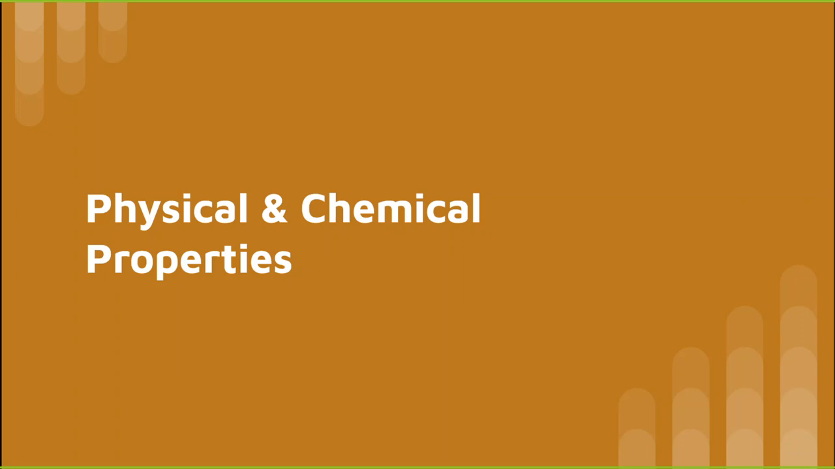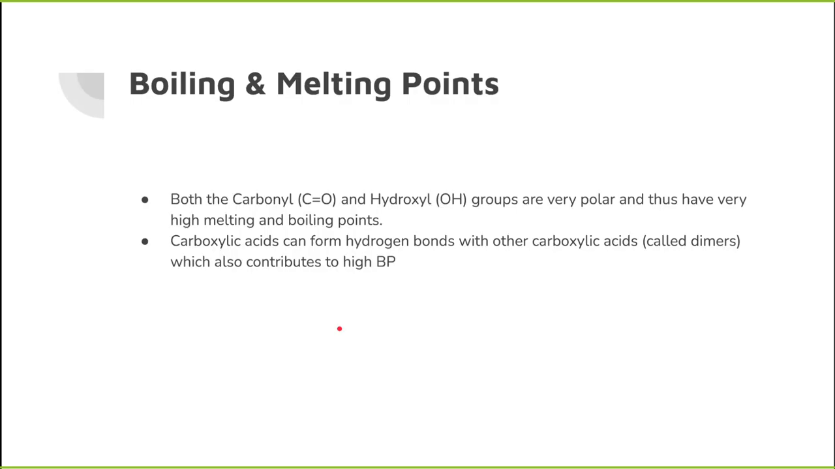So it's pretty cool. Anyway, physical and chemical properties of carboxylic acids. Boiling and melting points. Both the carbonyl group, the C double bond O, and the hydroxyl group in our carboxylic acids are very polar because of these oxygens, and therefore they have very high melting points and boiling points. Carboxylic acids can form hydrogen bonds with other carboxylic acids. These are called dimers, and this also contributes to the higher boiling point.